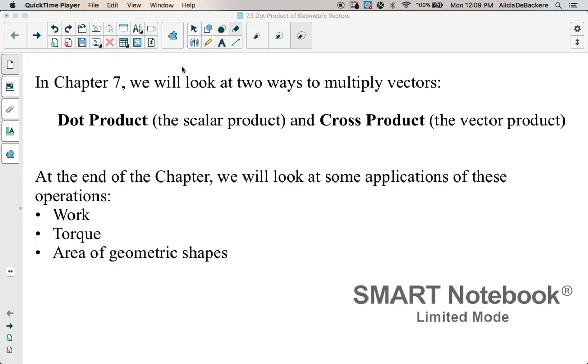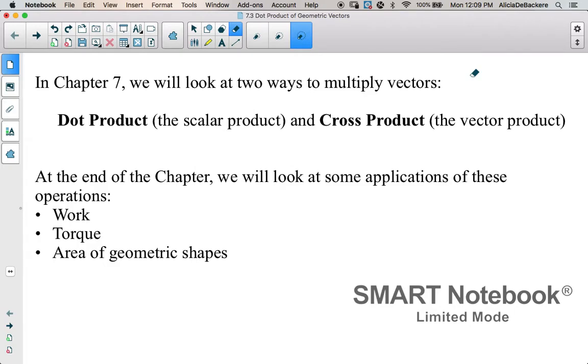Okay, welcome to Chapter 7. In Chapter 7, we're looking at multiplying vectors. We haven't looked at that so far. So far we've added, subtracted, and multiplied a vector by a scalar. But this time we're going to multiply two vectors together.